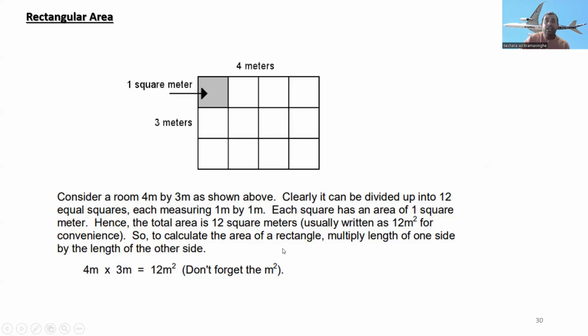So to calculate the area of a rectangle, multiply the length of one side by the length of the other side. Remember, to calculate the area of a rectangle, you have to multiply one side by the other side. So 4 meters into 3 meters equals 12 meters squared. Don't forget to write meters squared.